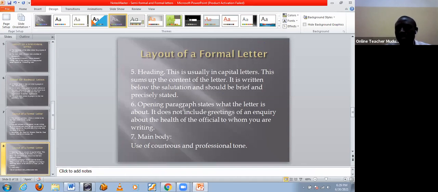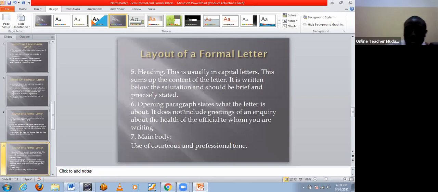Because remember, formal letters come in different forms. You can have a job application letter, like somebody mentioned earlier on when I asked a question. You can have a letter of complaint, a recommendation letter, a letter of inquiry, a letter to the editor. All these are formal letters. So the heading there would depend on the type or the form of the letter you're writing. But in which case, it should be a summary of the letter itself.